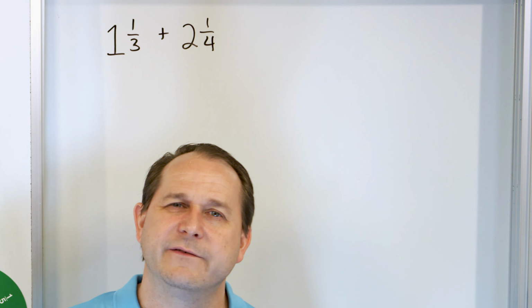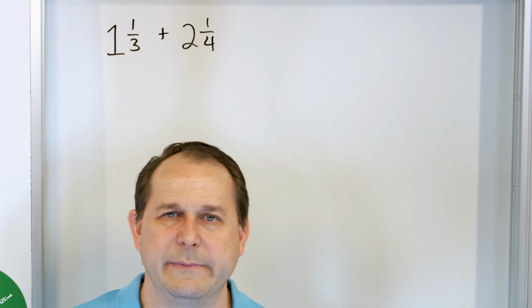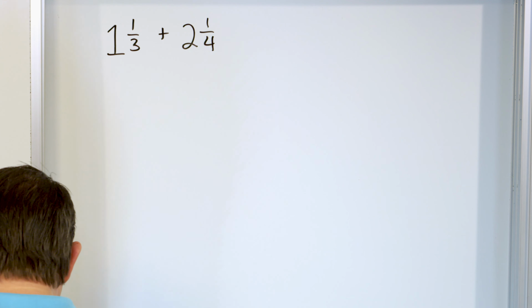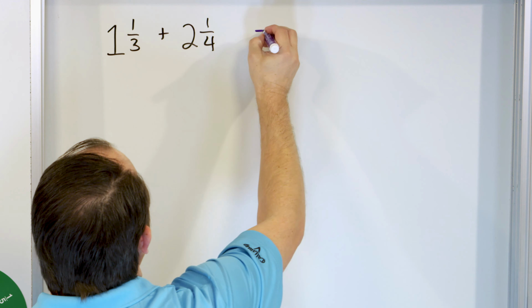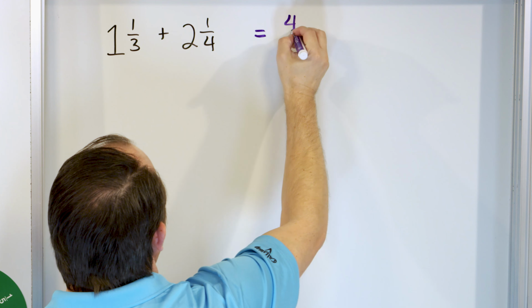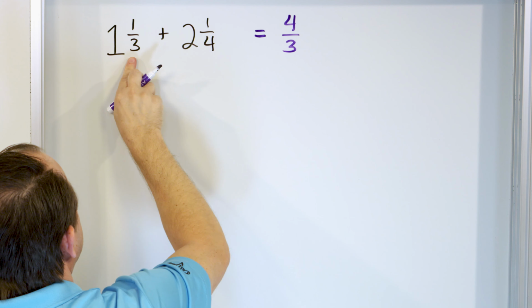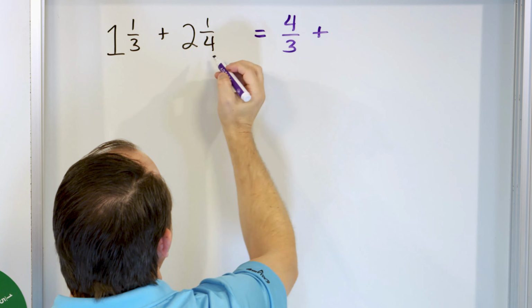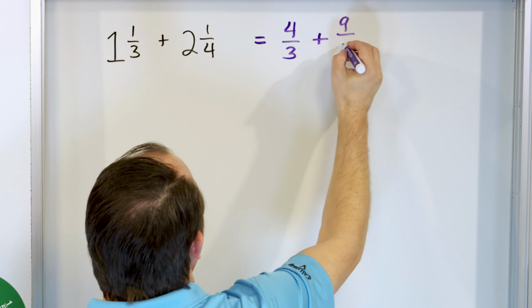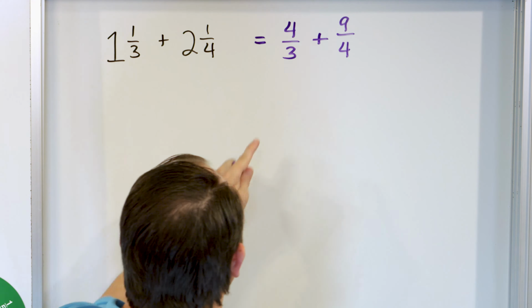Because when you multiply and divide these mixed numbers, it's just always going to be easier to deal with them as an improper fraction. So what we do to change these things is, we take this, 3 times 1 is 3, plus 1 is 4, and make it out of 3 on the bottom. So this is 4/3. And then this is 2 times 4 is 8, plus 1 more is 9, and make this out of 4. So you see now we're saying that 4/3 is the same as this, and we're saying that 9/4 is the same as this.